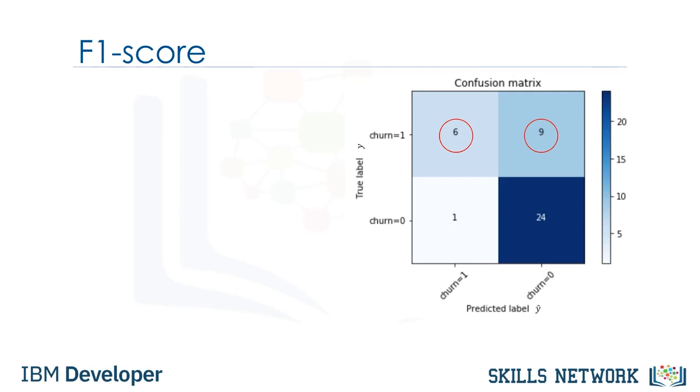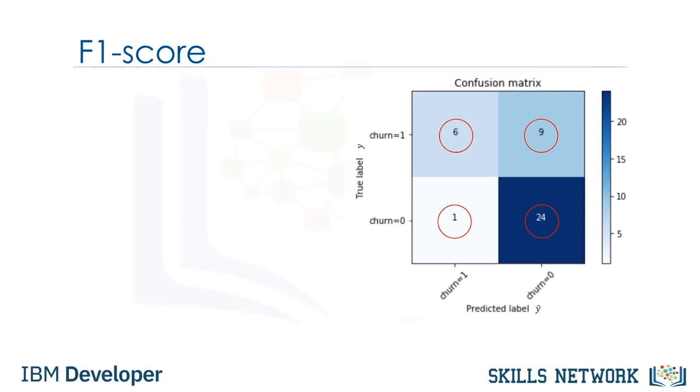What about the customers with a churn value 0? Let's look at the second row. It looks like there were 25 customers whose churn value was 0. The classifier correctly predicted 24 of them as 0, and 1 of them was wrongly predicted as 1. So, it has done a good job in predicting the customers with a churn value of 0.